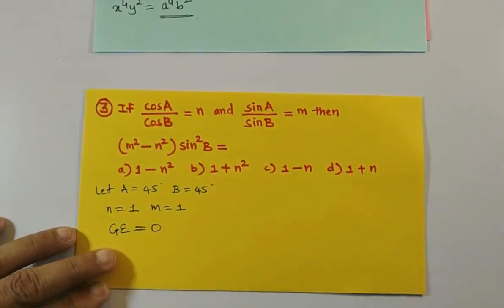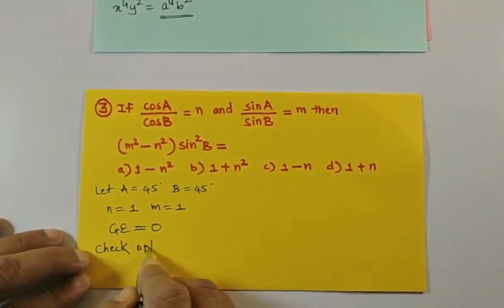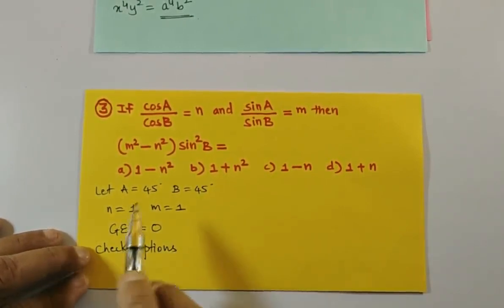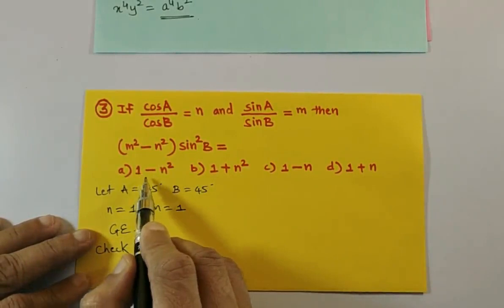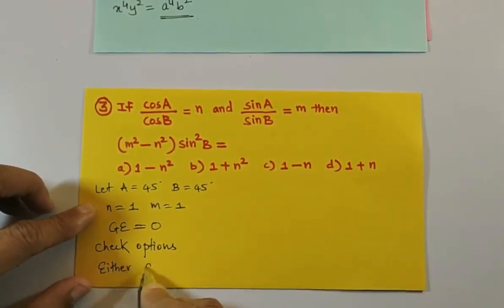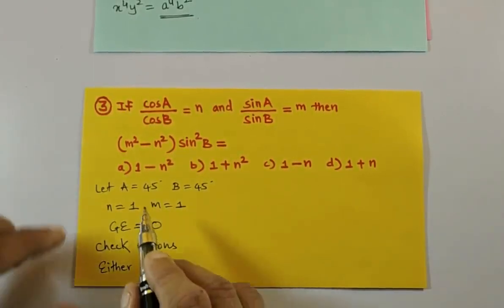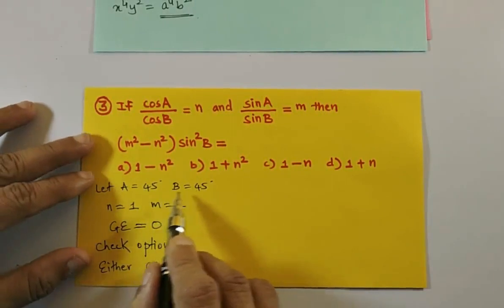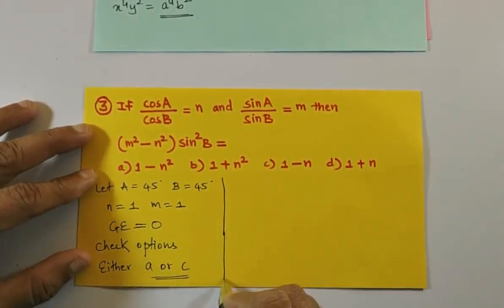Now check the options. If you substitute this value in the options, you should get 0. That means the answer is either A or C. So you have the answer as either A or C. Now change the angle again. If you change the angle, you will get a different value, and then you can check it again.